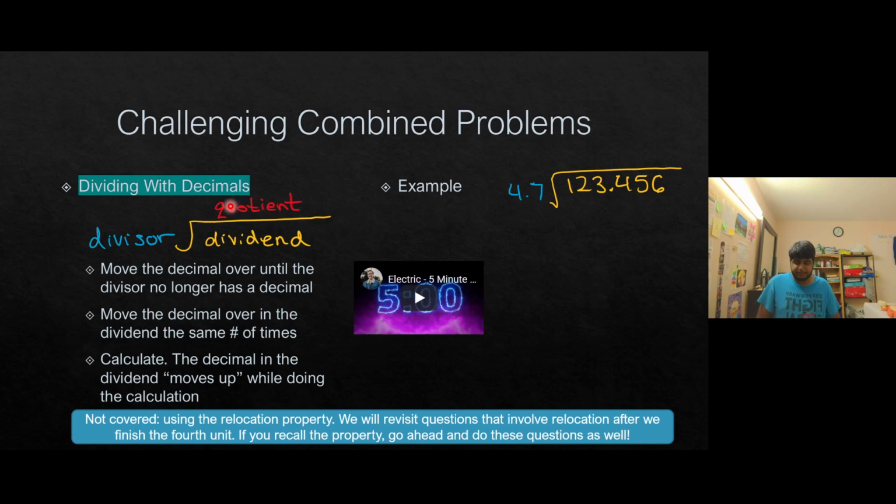So here's my 3-step procedure. Number 1, move the decimal over until the divisor, so this blue guy here, no longer has a decimal. And then you move the decimal over in the dividend the same number of times. And at the very end, you calculate. And then I'm going to show you how the decimal is going to do this thing called moving up.